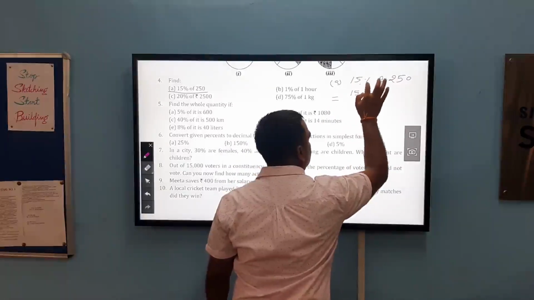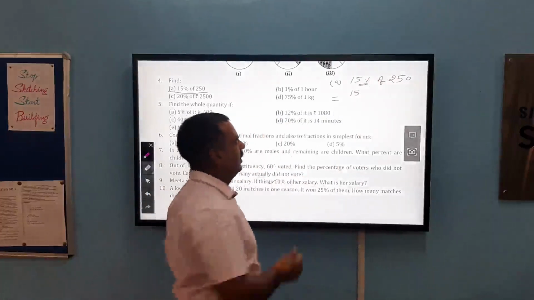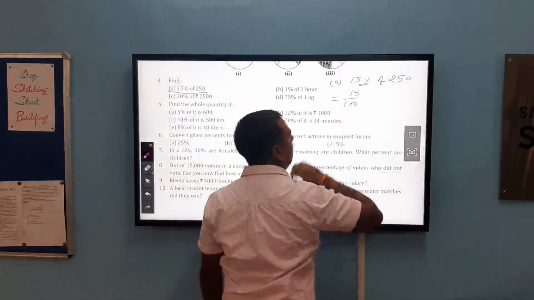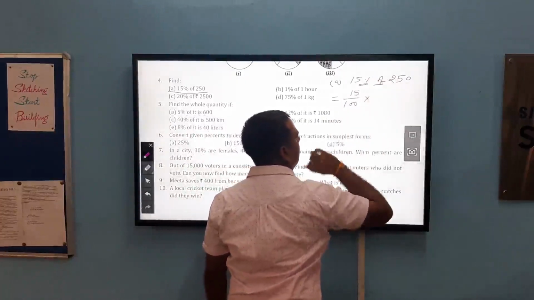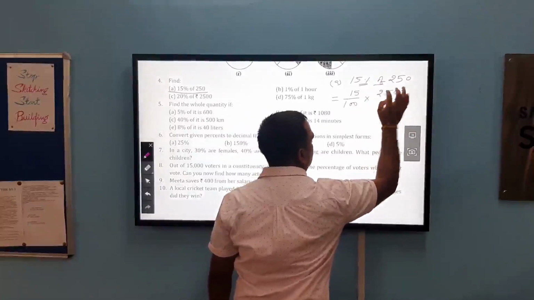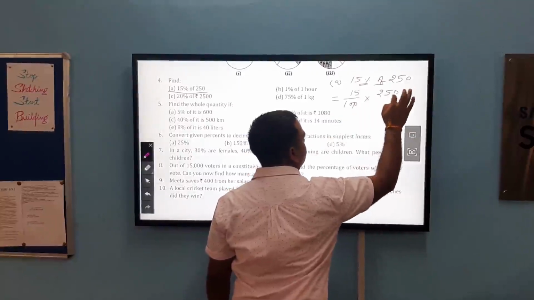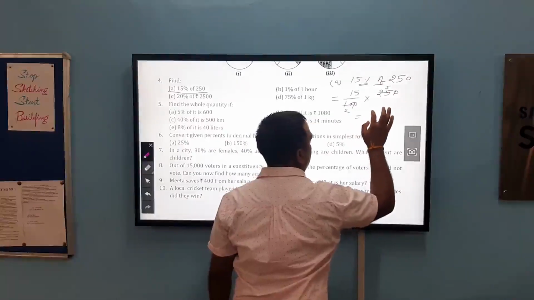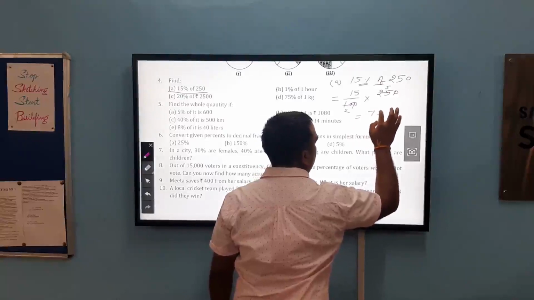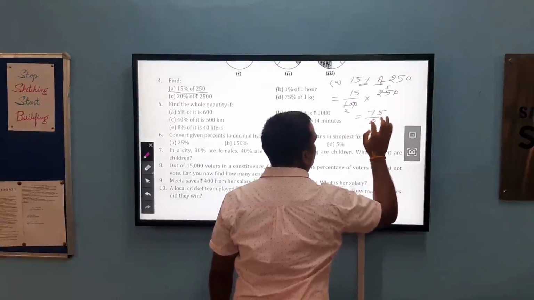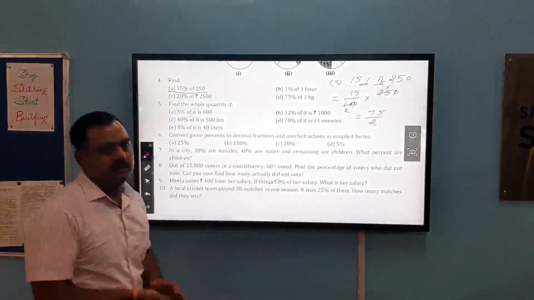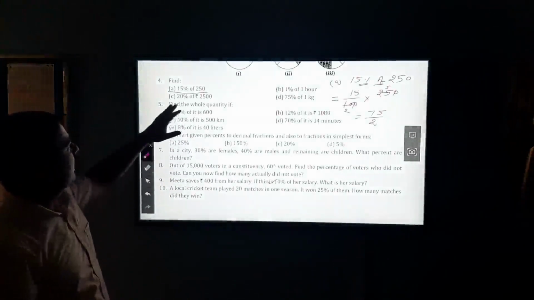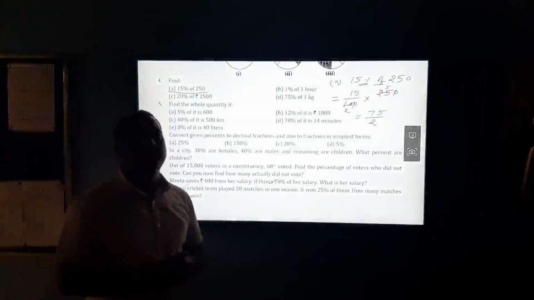15. The simple percent means it is out of 100. So the denominator is 100. 15 upon 100. And of is converted into multiply. And then into 250. Then after simplification, we can say 75 upon 2, or we convert it into the mixed fraction also. In this way, we find 15% of 250 is 75 upon 2.